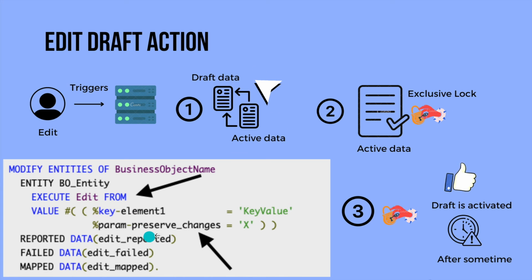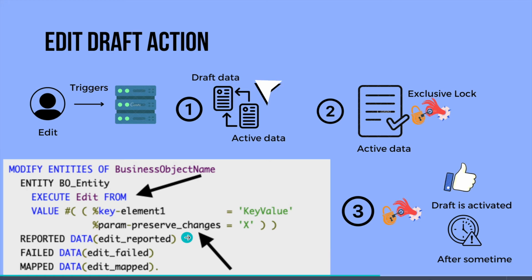And there is one important field here. You have to pass it if you are calling from the EML. When it is the UI, the framework will take care of it. But if you are trying to access via the EML, you have to pass this preserve changes parameter. Okay, so keep this as true.